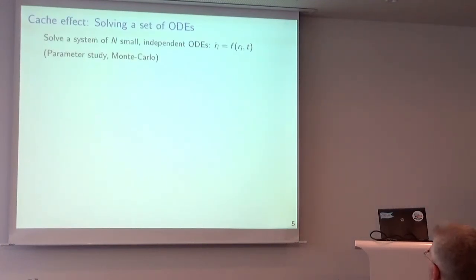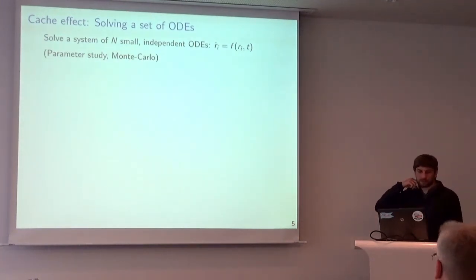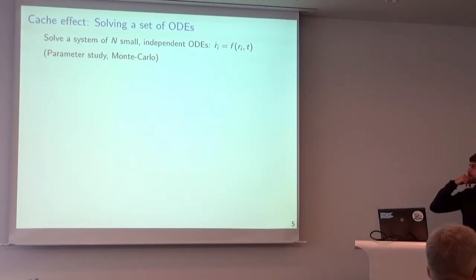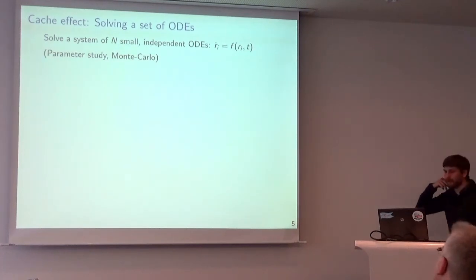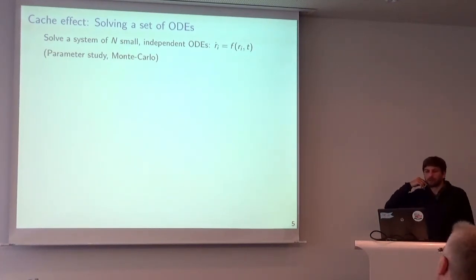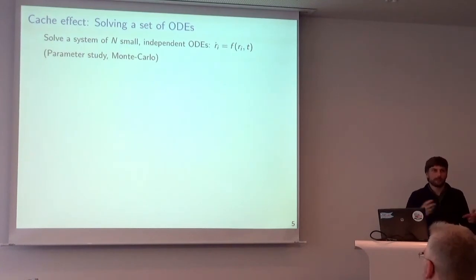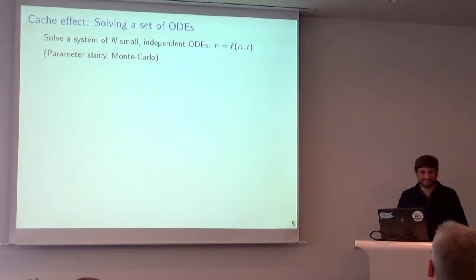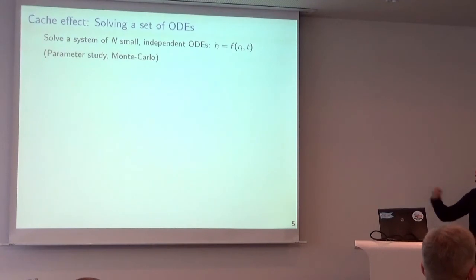Now, where does cache come into play? I have a very simple, trivial example that illustrates how this can create a problem. Suppose you have a system of n small and independent ODEs. So let's say we have a system of 1 million pendulums that you want to iterate, and you want to iterate all of them.